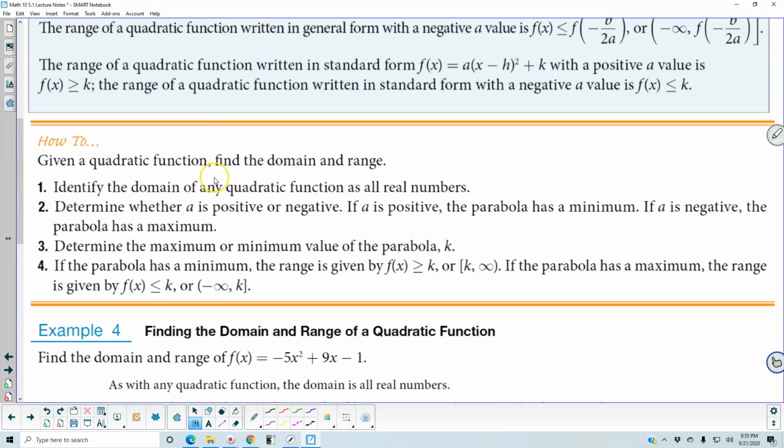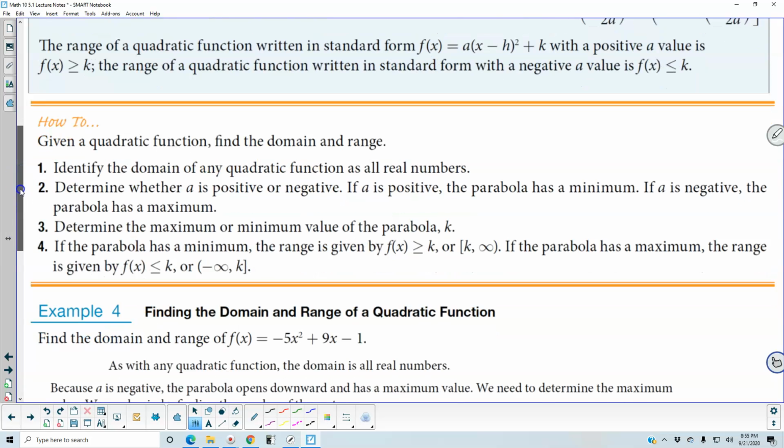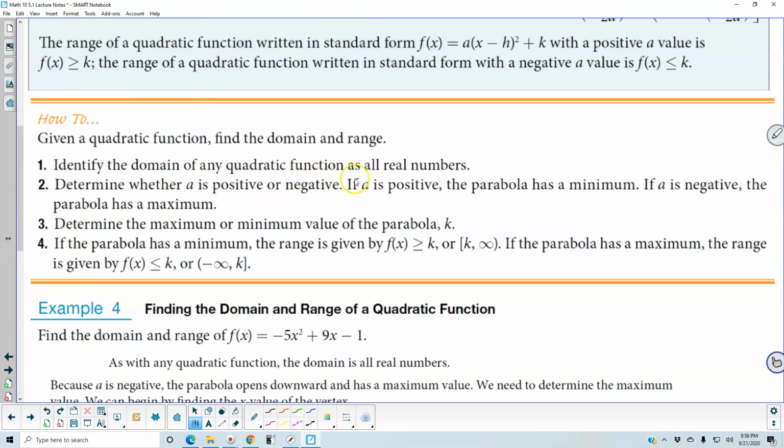Now, given a quadratic function, we want to find the domain and range. Number one, identify the domain of any quadratic function as all real numbers. Number two, determine whether a, the leading coefficient, is positive or negative. If a is positive, then the parabola has a minimum. If a is negative, then the parabola has a maximum. Then determine the maximum or minimum value of the parabola, k. If the parabola has a minimum, the range is given by bracket k to infinity. If it has a maximum, the range is given by negative infinity to k with a bracket.